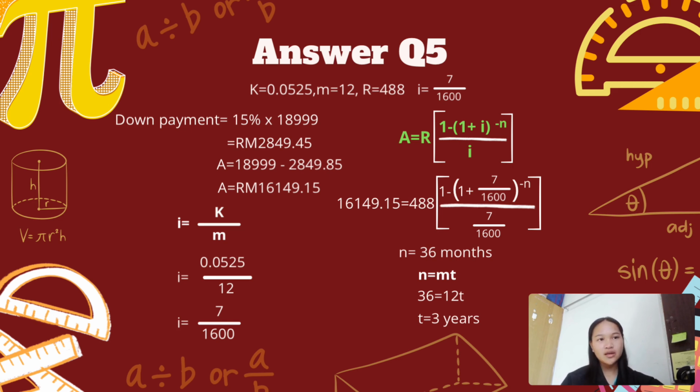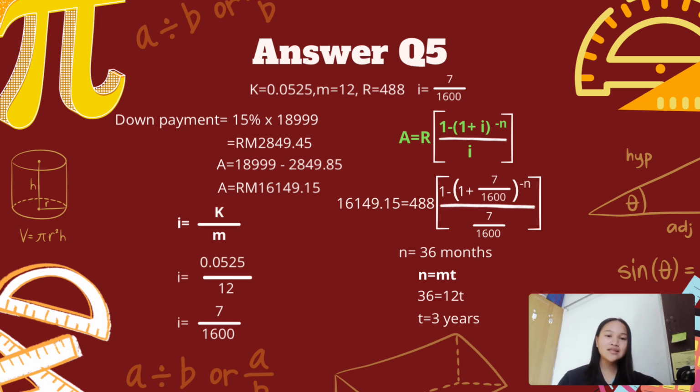Next, we need to find the monthly interest rate. That is 0.0525 divided by 12 months. It will become 7/1,600 as the monthly interest rate. Now, I use the present value formula where A is equal to 16,149 ringgit and 15 cents, R is equal to 488 ringgit, and i is equal to 7/1,600. Okay, we just need to fill in and calculate it using a calculator, and I got the answer 36 months.